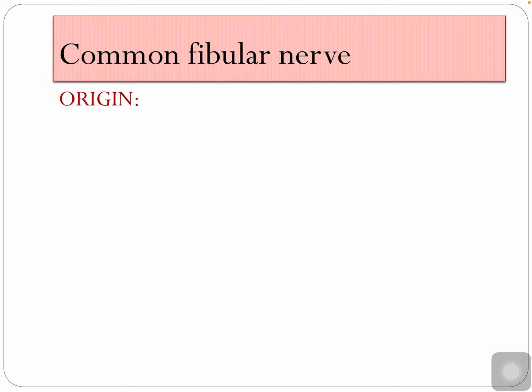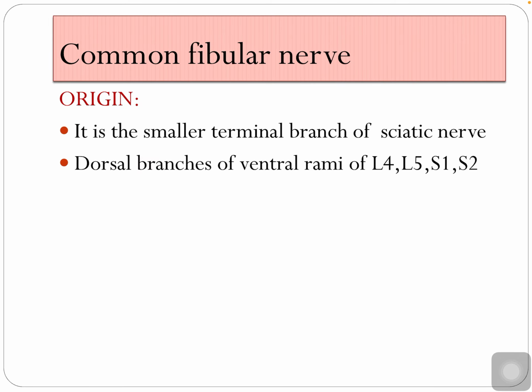Once it was asked as an essay in the university exam, but it is a very short essay. Common fibular nerve, origin. It's the smaller terminal branch of the sciatic nerve. So we have learnt sciatic nerve divides at the upper angle of popliteal fossa into tibial nerve and common peroneal nerve. It is formed by dorsal branches of ventral rami of L4, L5, S1, S2.